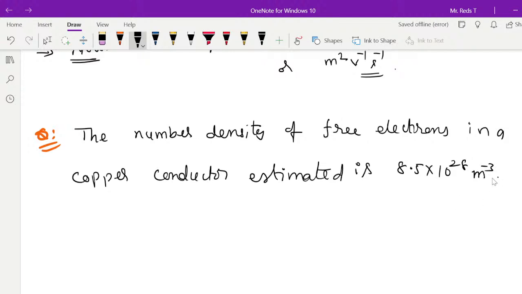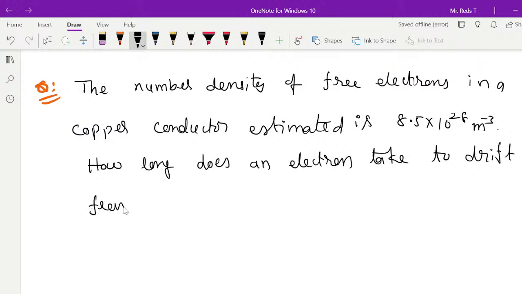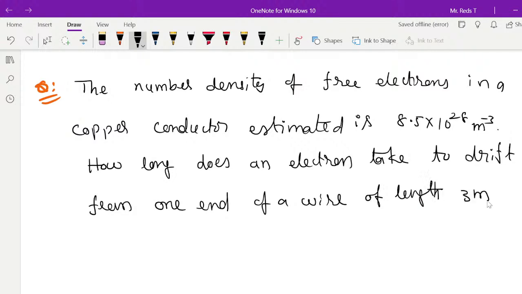How long does an electron take to drift from one end of a wire of length 3 meters to another end? That is the question provided.